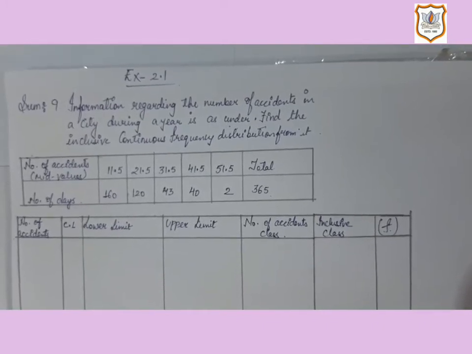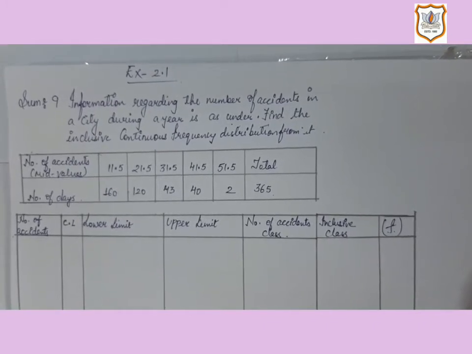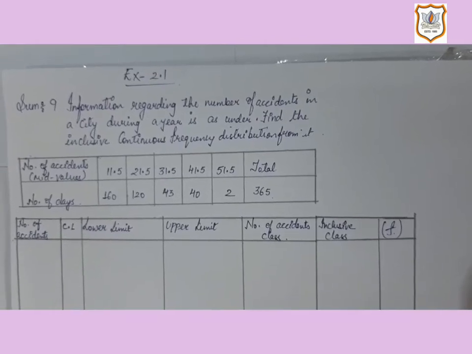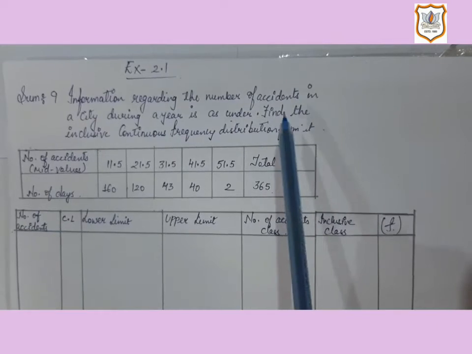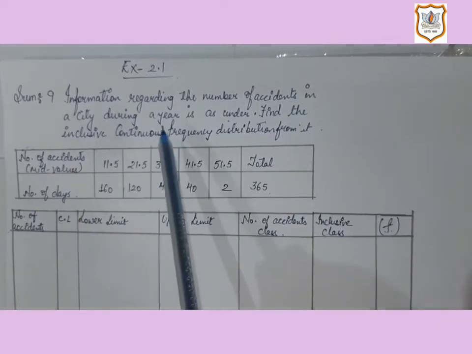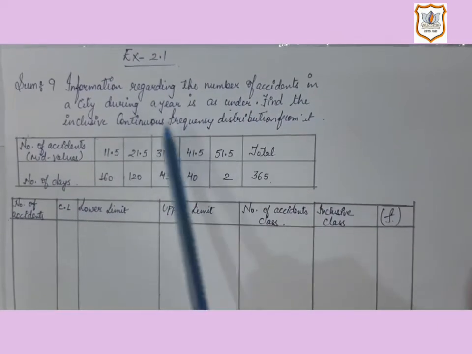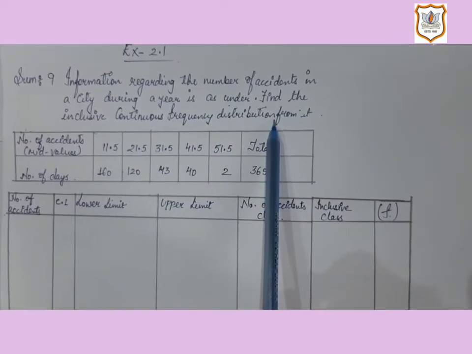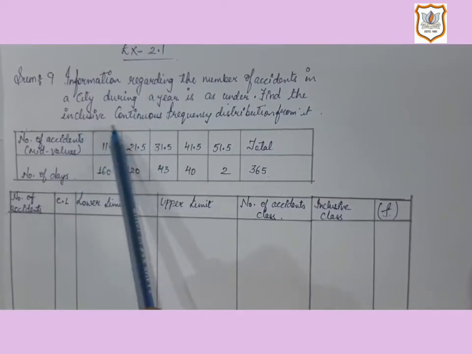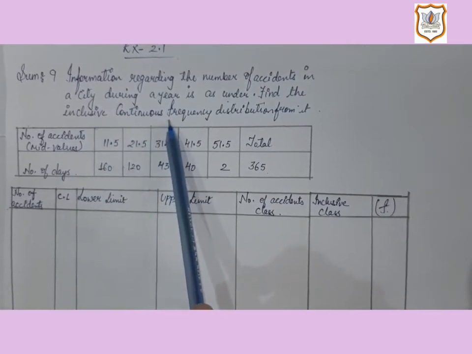Now let's continue the sum number 9 of exercise 2.1. Let's read the question. Information regarding the number of accidents in a city during a year is as under. Find the inclusive continuous frequency distribution from it. Now what we have to obtain? We have to obtain inclusive continuous frequency distribution.